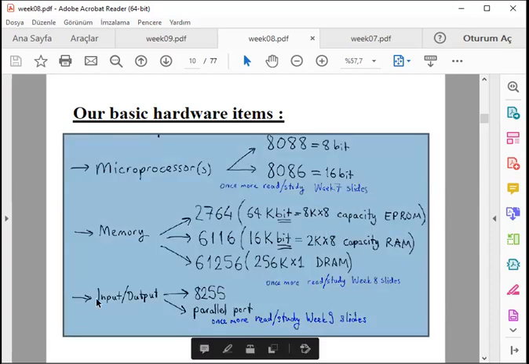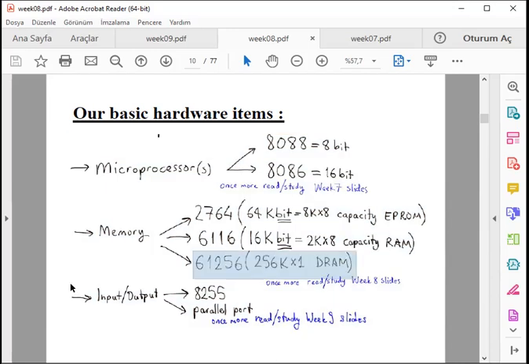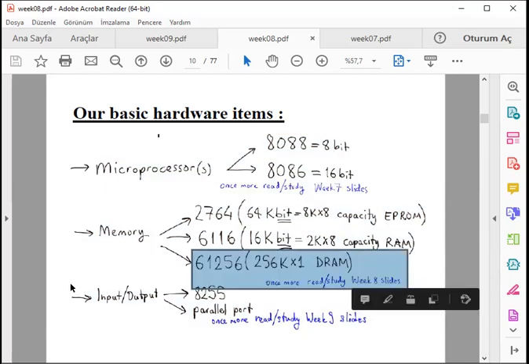The third one, called 61256, is a dynamic RAM, which has 256K capacity, with a bit per location. So RAMs are special in that you can play with a single bit at a time if you want to, or you can play with bytes or more.